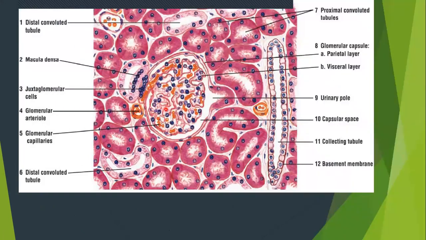Now you can see here, this is your renal corpuscle. It has the parietal layer and the visceral layer which invest the glomerular capillaries. Those cells are specialized and they are known as podocytes. This is the vascular pole here. This is the urinary pole. Then you have a gap between the parietal and visceral layer known as the urinary space or the capsular space.